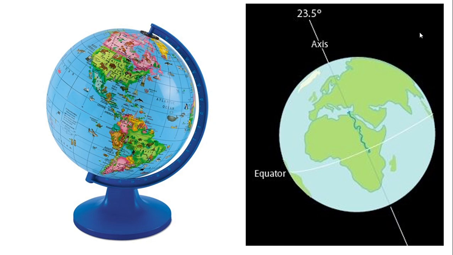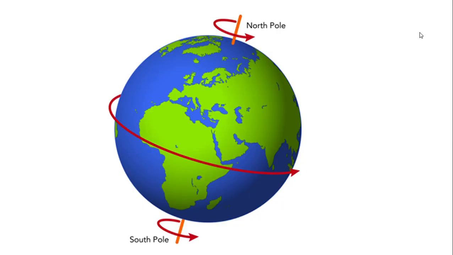If we model the earth carefully, we have to place the stick at an angle because the earth's axis is tilted at 23.5 degrees. This axis divides the earth into two parts, north and south parts. We can call these parts pole or hemisphere. As we see from the picture, North Pole at the top and South Pole at the bottom.